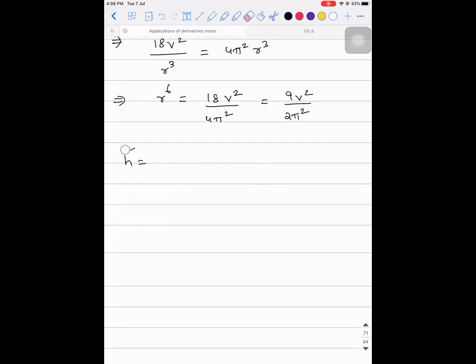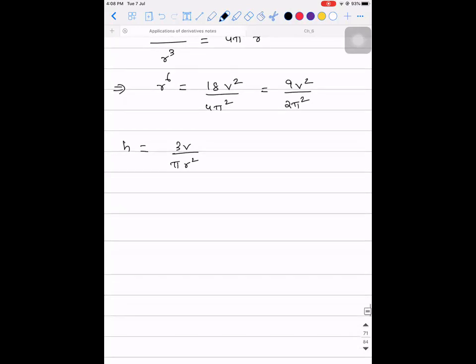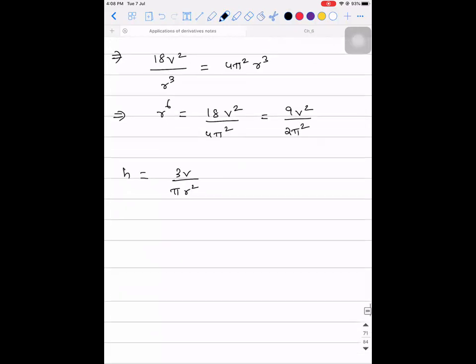Maybe you can directly substitute r power 6 itself. So h is equal to what did we get? 3v divided by pi r square, right? Pi r square. Since we have r power 6, why don't we try to raise the power by 3?